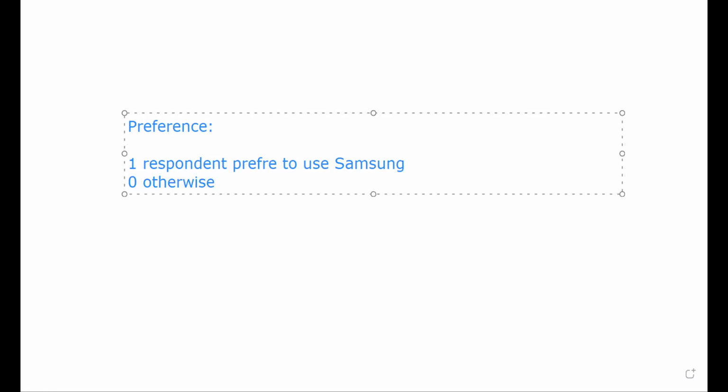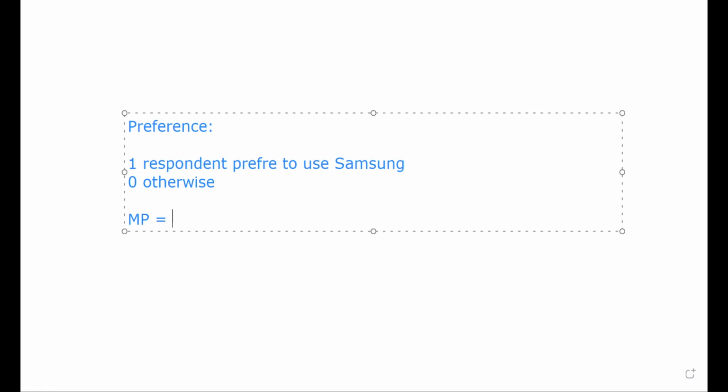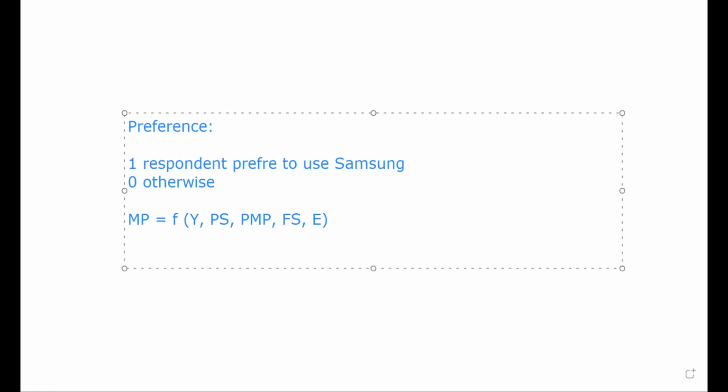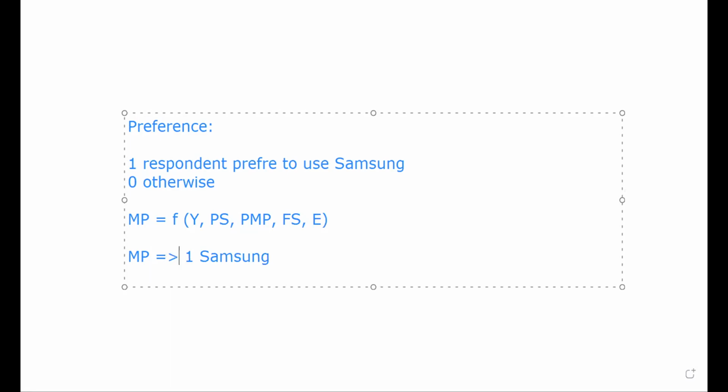Here we can estimate this model. Mobile phone choice is determined by income, the price of Samsung, for example, the price of other mobile phones, and family size expectation. We only have 6 variables. Here MP is the mobile phone, where 1 is Samsung and 0 is otherwise.